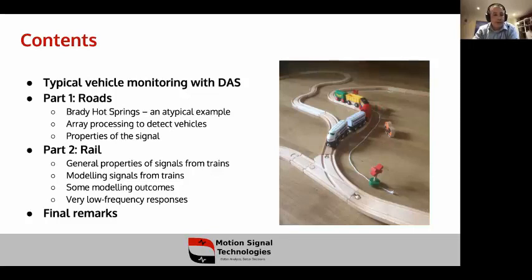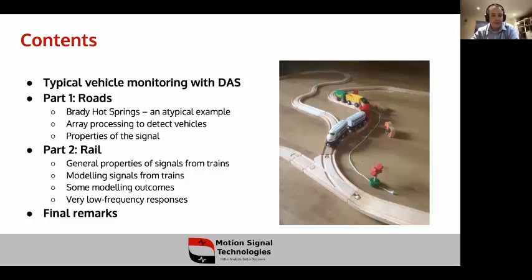And so that'll take us up to halftime, when we'll change over to look at rail type data sets, where again I'll talk a little bit about some of the general properties of train signals that we see from these types of environments, but in particular I'll talk a lot about how we can model the train signals that we record on the DAS and some of the outcomes from that modeling.